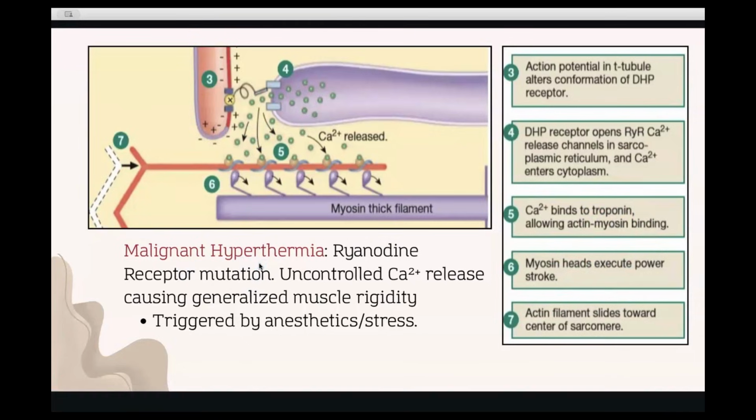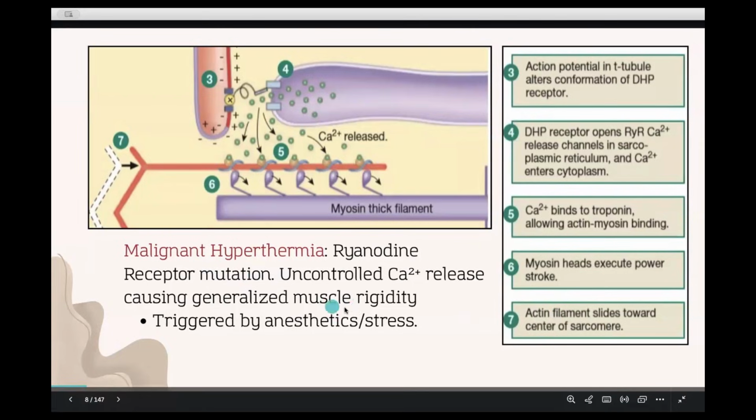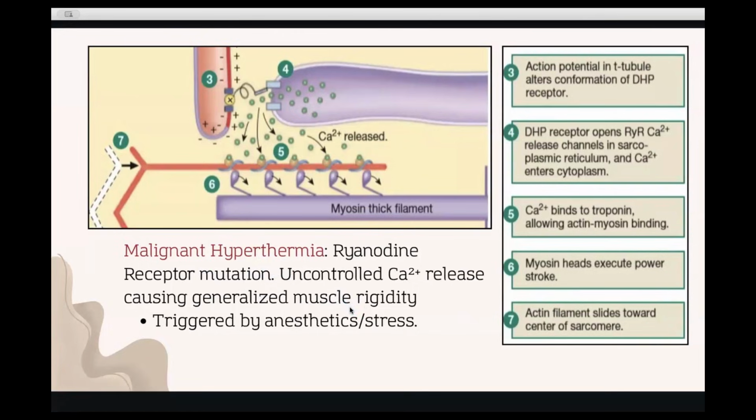What happens here is that we have a mutated ryanodine receptor. The ryanodine receptor is mutated and it does not close. It's always open. When this channel is always open, we have uncontrolled calcium release into the cell. And because of this release, the muscle is not able to relax. There is a complete state of contraction because the myosin and the actin are binding together and they're not able to just pull away. This condition is called malignant hyperthermia and it's going to cause muscle rigidity, again, because of the continuous contractions. This is triggered by anesthetics or by stress.